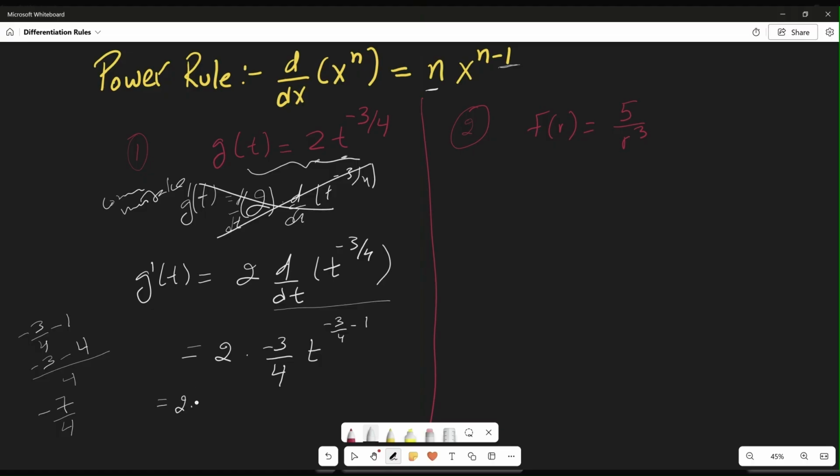So we have 2 times negative 3 over 4 times t raised to negative 7 over 4. You can simply write this as negative 6 over 4 or however you want, but I would just simplify it here. 2 times 2 is 4. So the derivative of this function, applying the power rule and the constant multiple rule, is negative 3 over 2 t raised to negative 7 over 4. This is your answer.